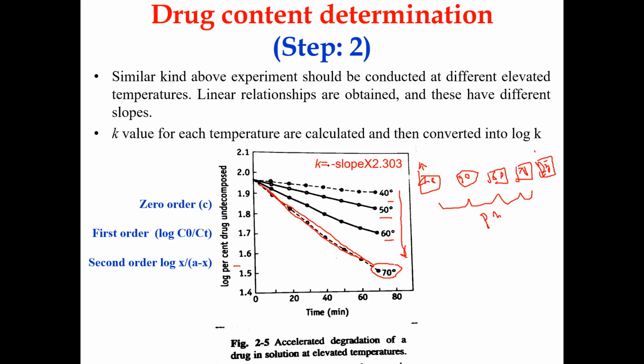Now for this, what you do is you calculate the K. What is the K formula? It is the slope, that is the curvature between any 2 points of a graph, into 2.303. So you have to calculate the K value. Then we will see the next step.